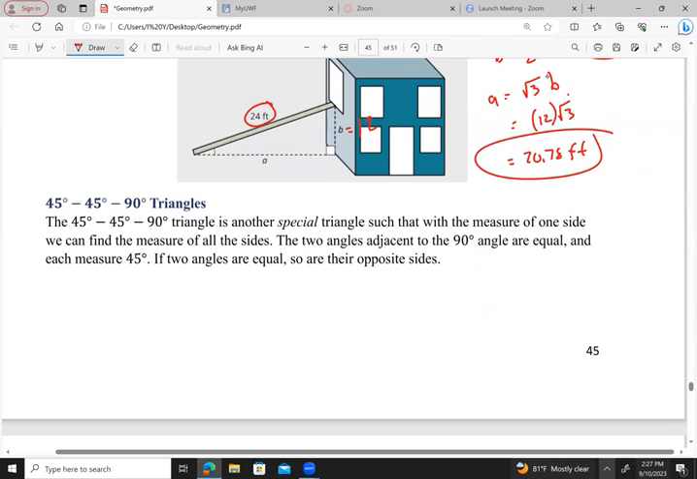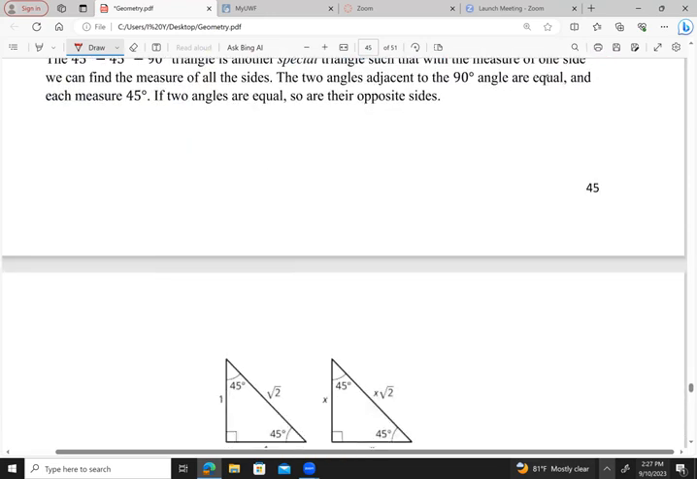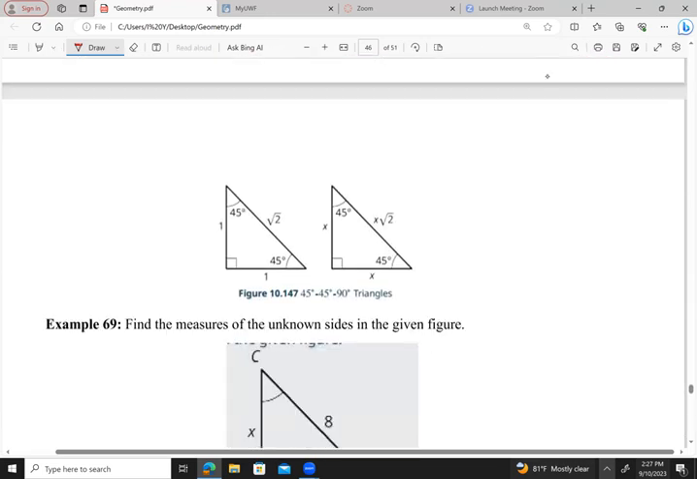Next, we have the 45, 45, 90 triangle, which is another special triangle such that with the measure of one side, we can find the measure of all sides. The two angles adjacent to the 90-degree angle are equal and each measure 45 degrees. If two angles are equal, so are their opposite sides. So, essentially what we're saying is the measure of the leg is x and the measure of the hypotenuse is x times the square root of 2.